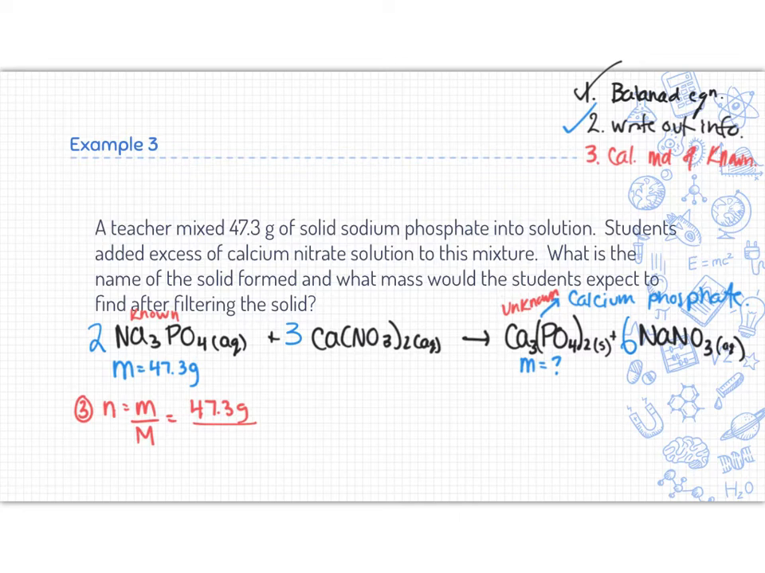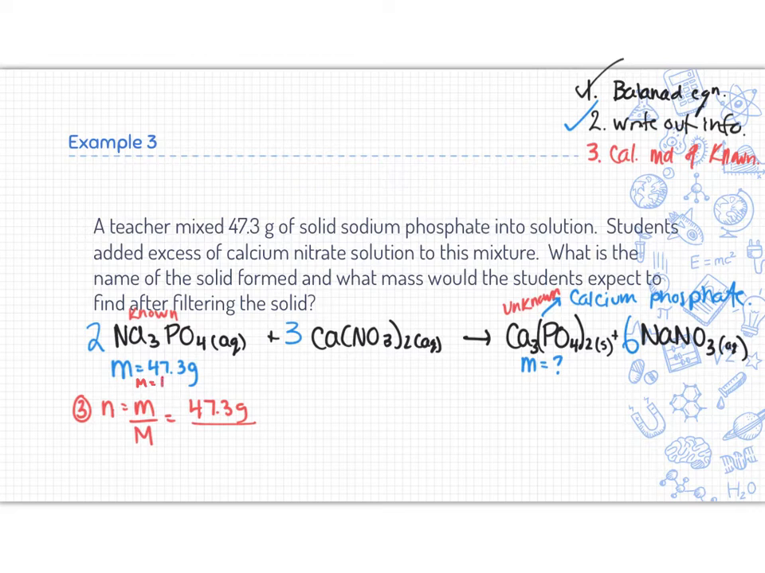If you pause now and do that, we'll compare answers. I got a molar mass of 163.94 grams per mole. So let's put that in here. And we're going to divide our 47.3 by that number. I get 0.2885 moles, and that is of Na3PO4.